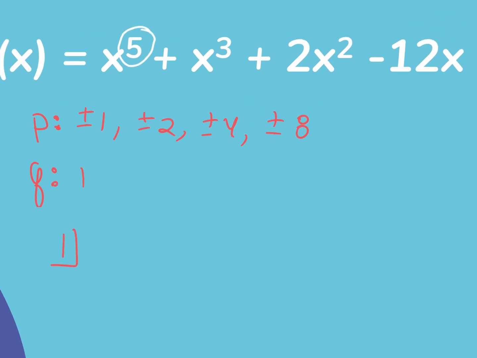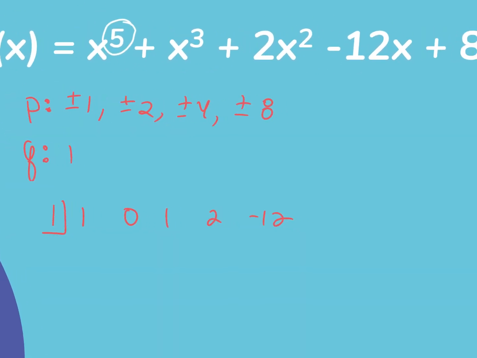What are my coefficients? 1. Good. Why is it 0? Perfect. 1, 0, 1, 2, negative 12 and positive 8. Perfect.